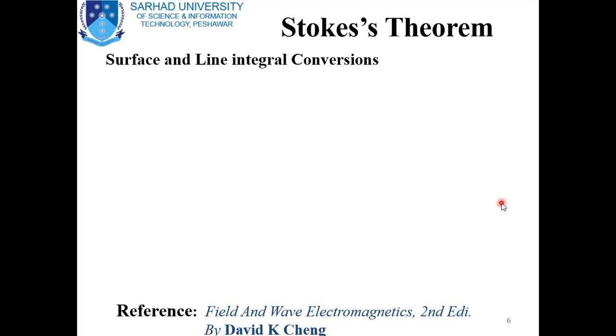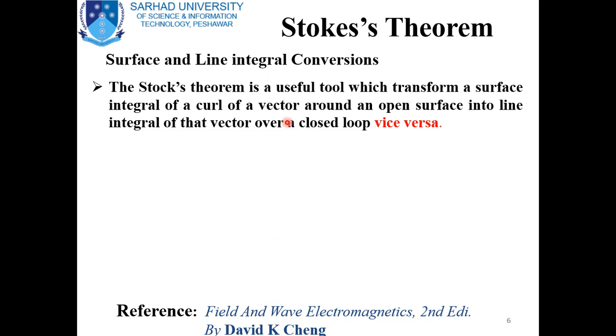A line integral can be converted into a surface integral, or the converse, with the help of Stokes theorem. The Stokes theorem is a useful tool which transforms a surface integral of a curl of a vector over an open surface into a line integral of that vector over a closed path, and mathematically it can be written as the surface integral, where ds represents a surface. So a surface integral of a curl of a vector A can be transformed into a line integral of that vector around a closed path.